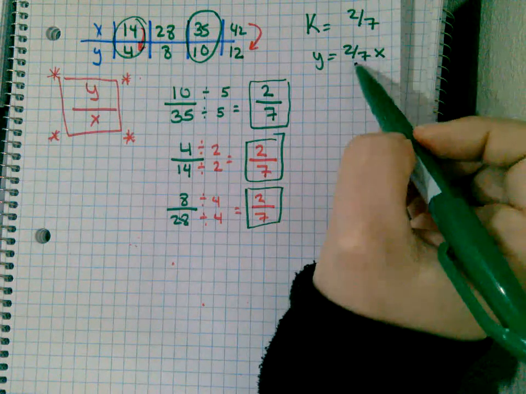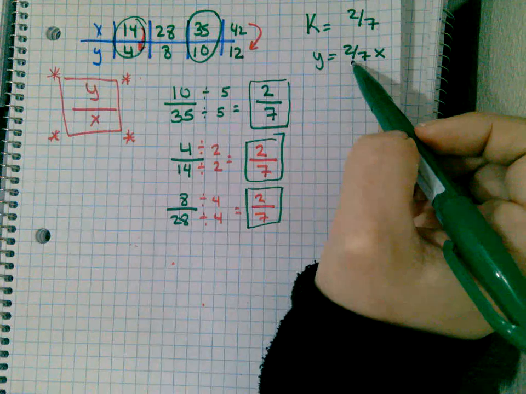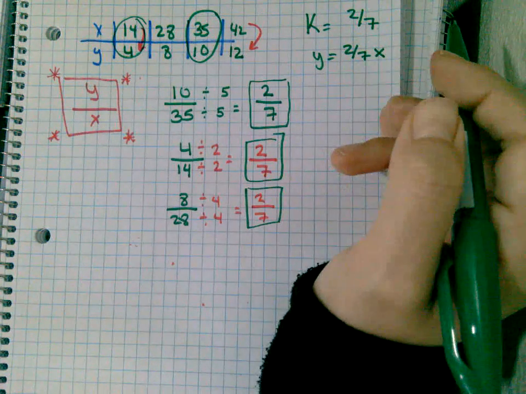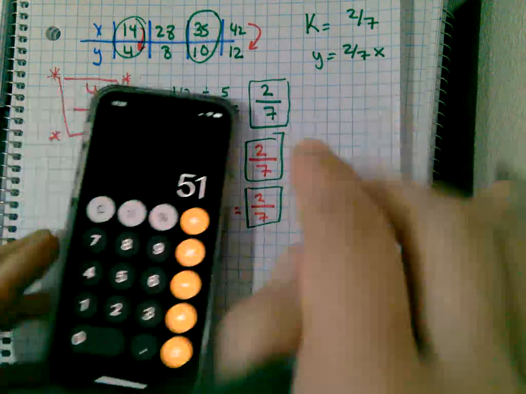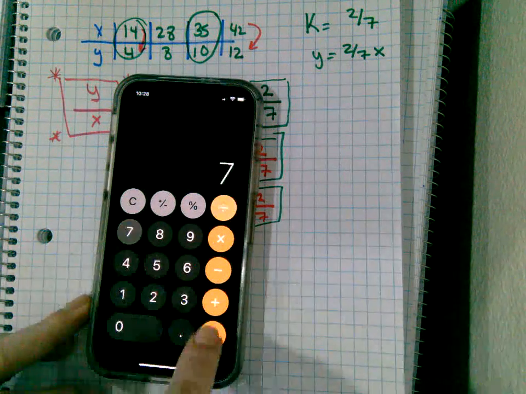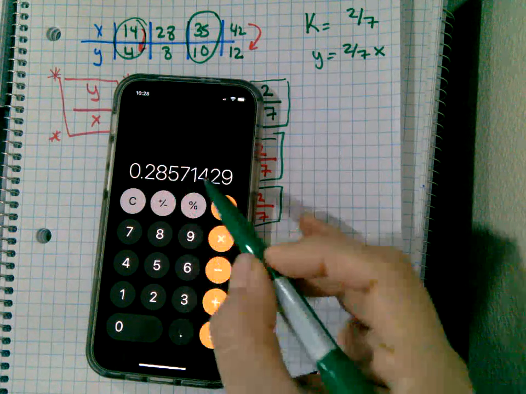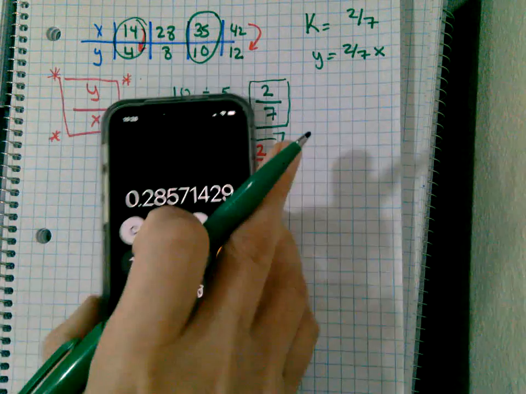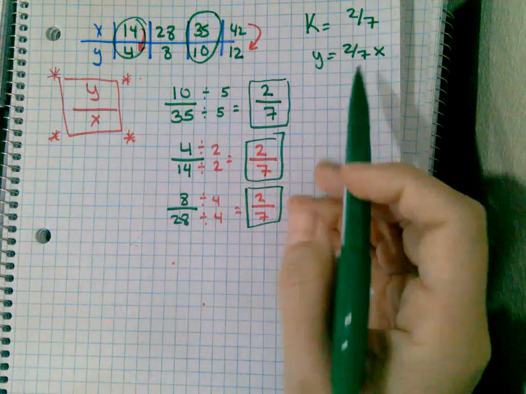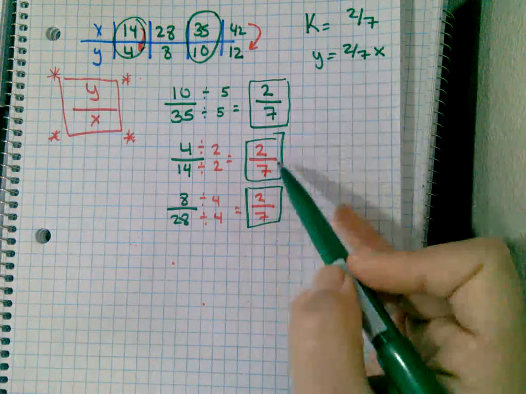So this is why we leave it in fraction form, because sometimes your fractions are really, really weird. And if I were to turn this into a decimal, 2 over 7, it would be a really weird decimal, right? So this is why when we write the equations and the unit rate, we tend to write them as fractions.